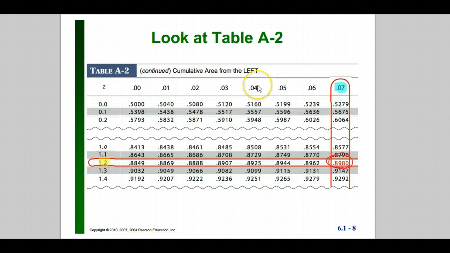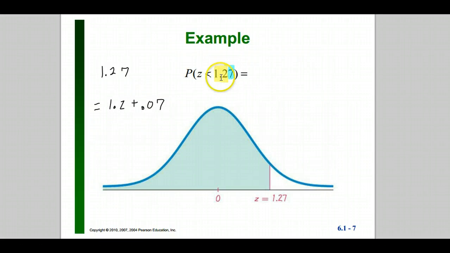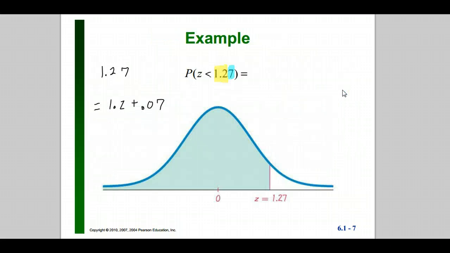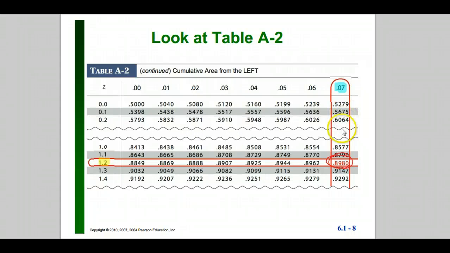Alright, so that's how we use it. We just find the first 2 places in the number, and then we find the very last place, the hundredths place in the number, and then we find where they intersect on the table, and that gives us the area to the left of that number.